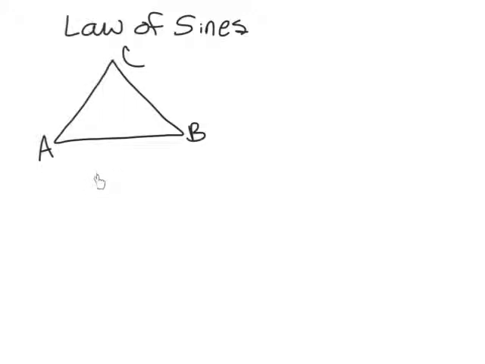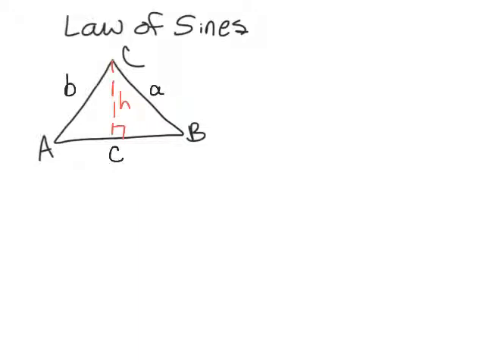Our standard notation is we label the vertices with capital letters, and then we label the opposite sides with the lowercase version. So opposite of angle A is side a, opposite of angle B is side b, and opposite angle C is side c. So here's what we're going to do. I'm going to draw in the altitude from vertex C, and I'm going to label that dimension h. In the end, I'm going to come up with an expression that doesn't have h in it, but this is a temporary measure.